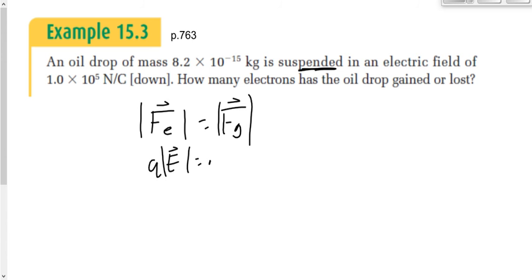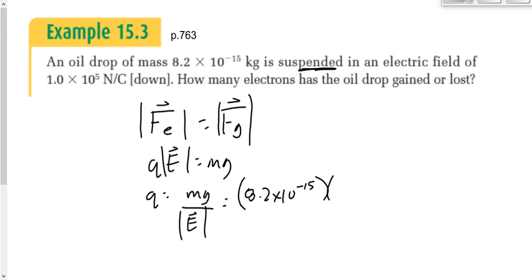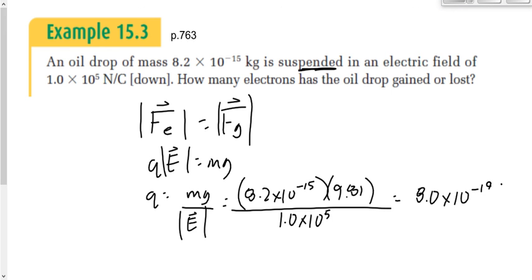QE equals m times g. We're going to solve for Q here. It's mg over E. The mass is 8.2 times 10 to the minus 15 times 9.81. The electric field is 1.0 times 10 to the 5. I get 8.0 times 10 to the negative 19. All right, this doesn't answer my question. How many electrons have been gained or lost?